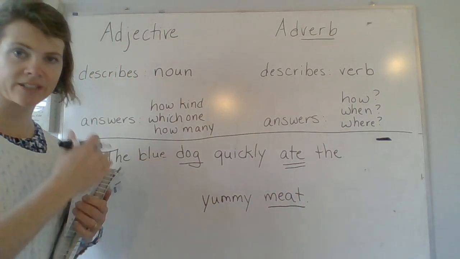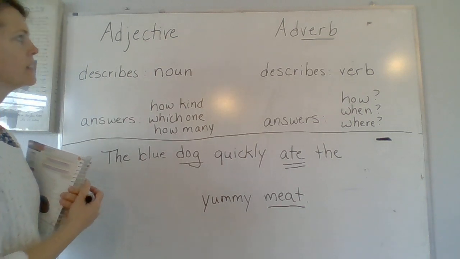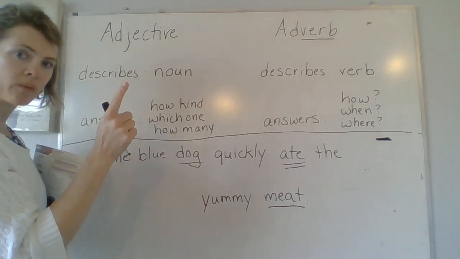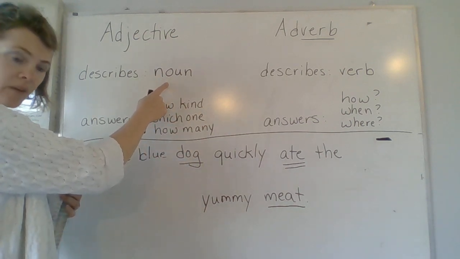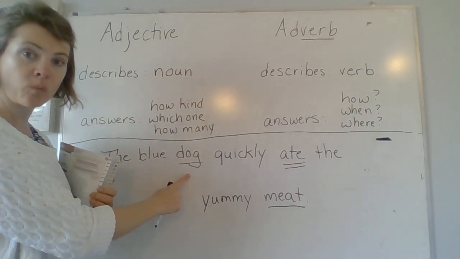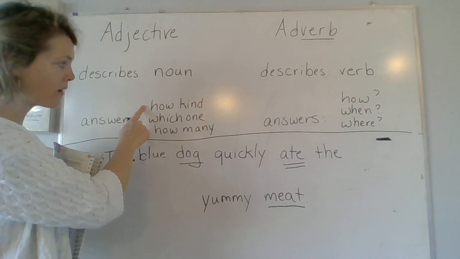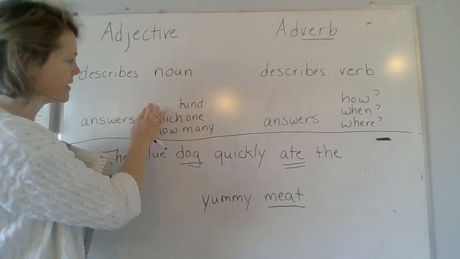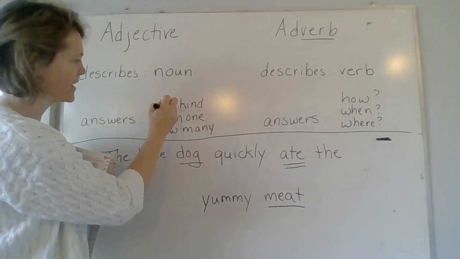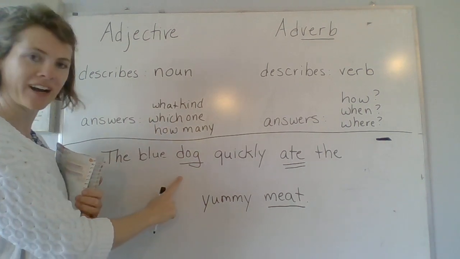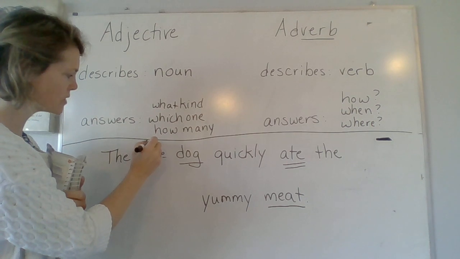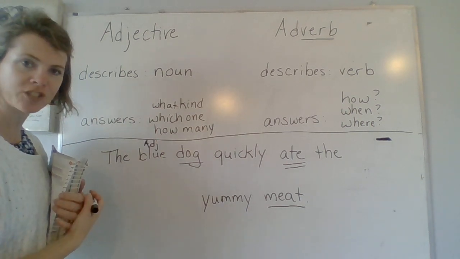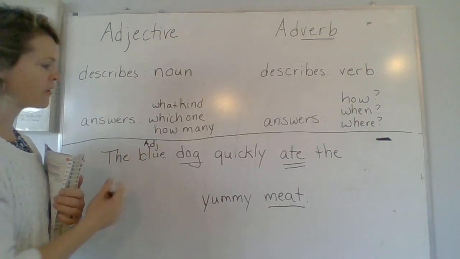So now we can find our adjectives and our adverbs. To find the adjective, go, ask, get. Where do I go? To the noun. So here's a noun. And what do I ask? What kind? What kind of dog? Oh, already you have an answer. It's a blue dog. So I can say that is an adjective. I hope you're doing this on your whiteboard with me. So I have that adjective.